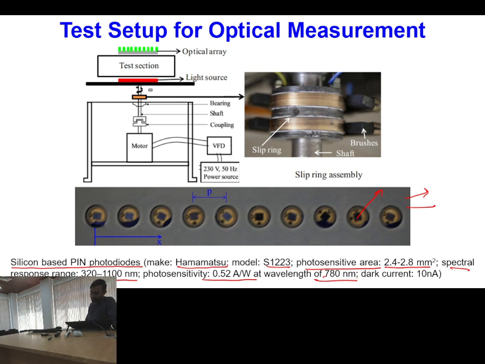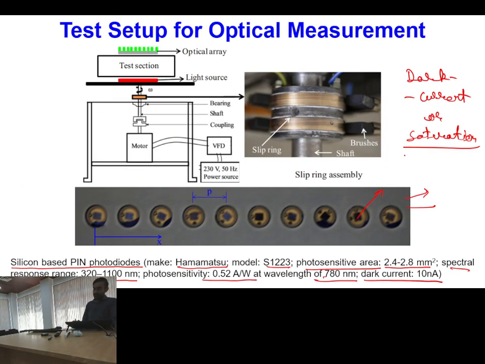Okay, and the third important point is that the dark current of this is around 10 nanoamperes. So what do you mean by dark current of a photodiode? The dark current of a photodiode is the current output it gives if it is placed in a dark room and you are not giving any light to it. That is called dark current or saturation current of a photodiode.